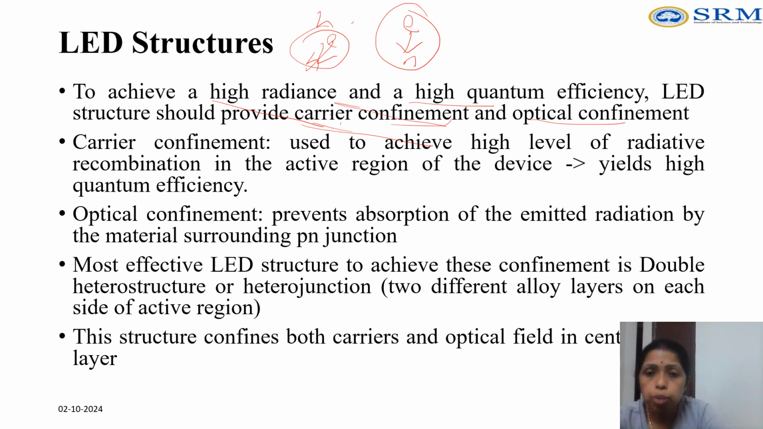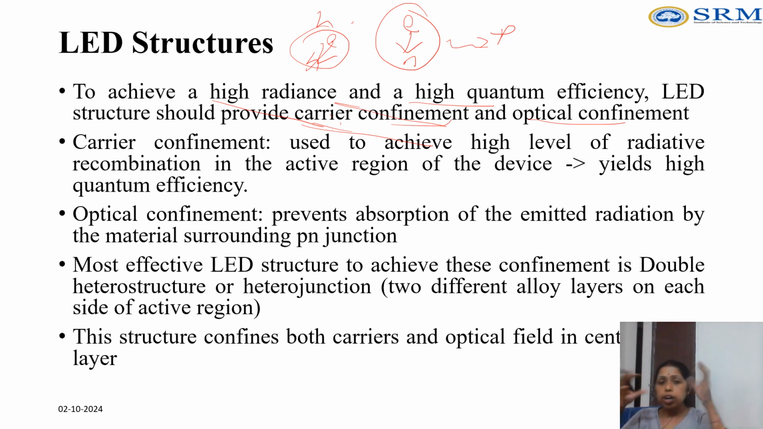Optical confinement means that when the electron recombines with the hole, there will be generation of the photon. Suppose 100 photons are produced for 100 electrons. Those 100 photons should not penetrate in different directions. All the 100 photons should be confined in one region, and only then will those photons come out from the device. They should not go to the other side, and due to some deflection, those photons can be reabsorbed by the material. This should not happen.